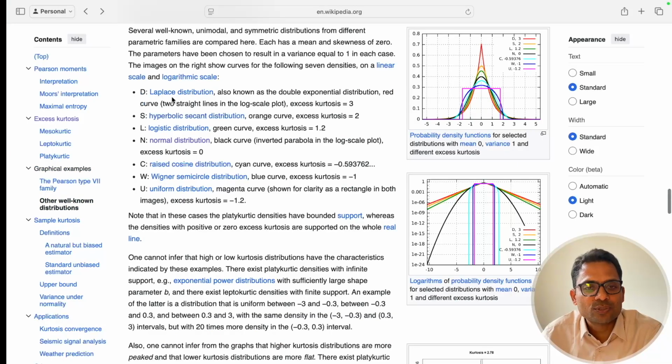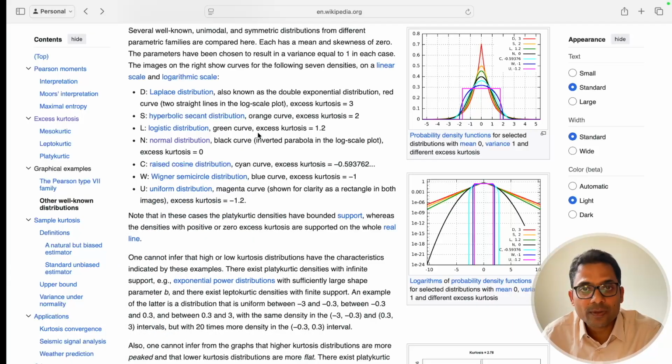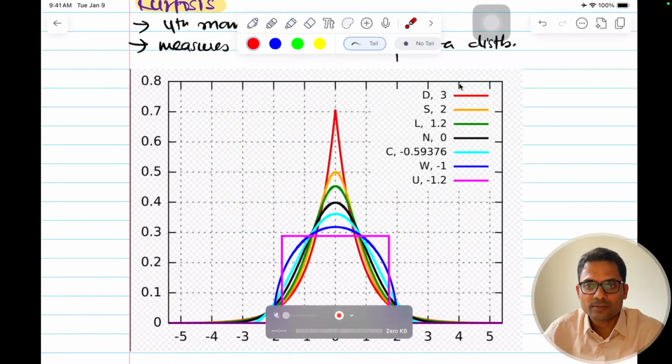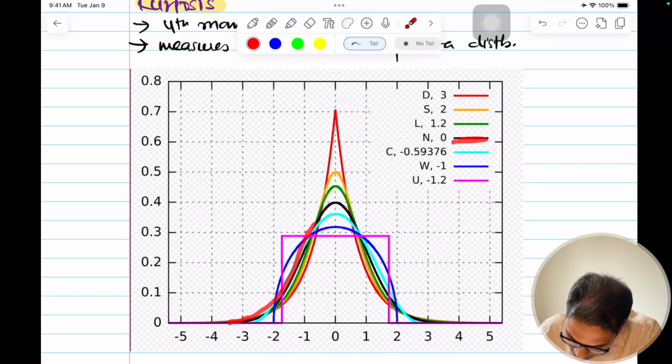D is for Laplace distribution here. S is for hyperbolic secant distribution. L is for logistic distribution. N is normal. C is raised cosine distribution. This is Wigner semicircle, and U is uniform distribution. So there are so many distributions whose kurtosis is drawn here together. Let's come back to the sheet and see. N is normal, which is color black. This is a normal distribution.